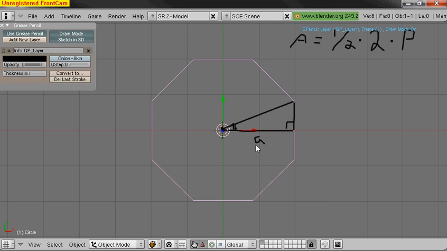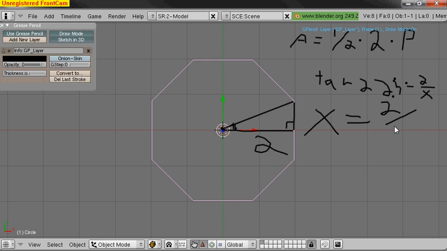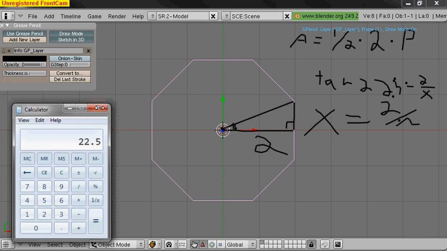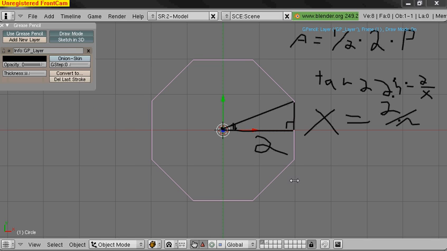So to find the perimeter of this thing, we have a 2 here, a 22.5, so it would be tangent of 22.5 equals 2 over x. And we rearrange that to x equals 2 over tangent blah blah blah. I don't think this can even do tangent. Well, darn. But that's okay, because we can still plug it in.